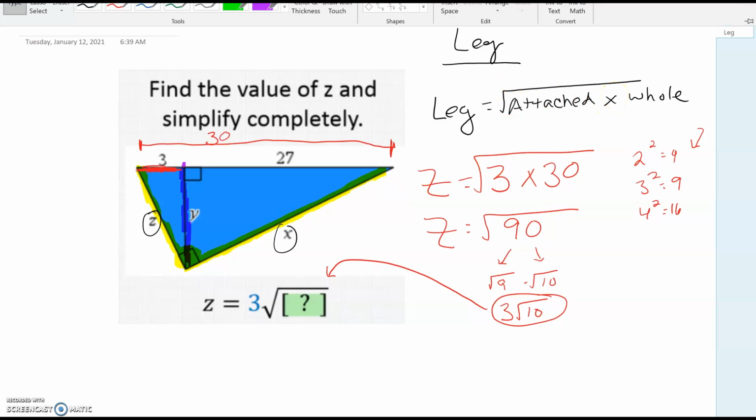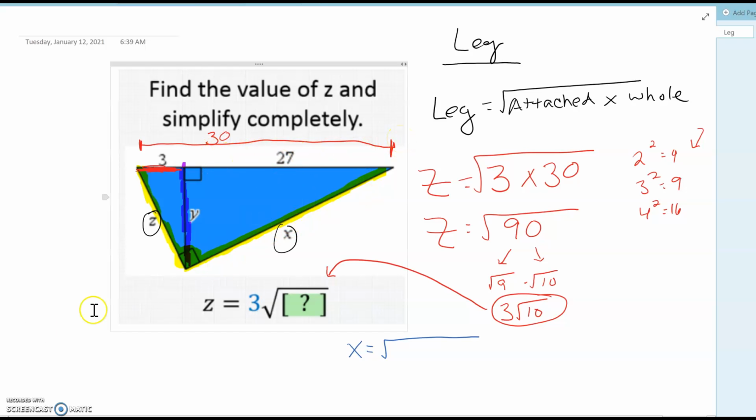The other leg, so if you needed to find x here, so x is still a leg, x would be equal to the square root of the attached times the whole. Now the attached part to x is 27 right here. So the attached part now is the 27 because it's attached to the x here. So it would be 27 times the whole thing, attached times whole, so it'd be times 30. And so you'd have x equals the square root of 810.